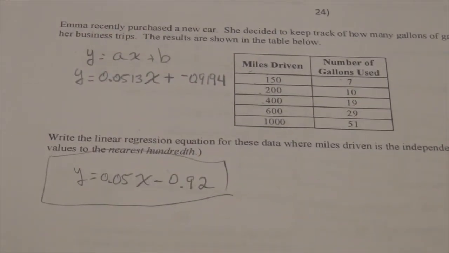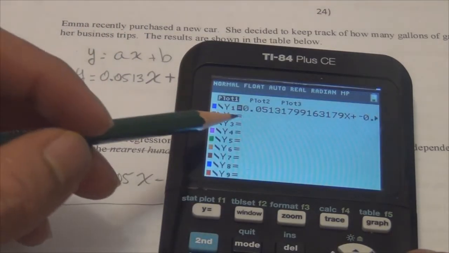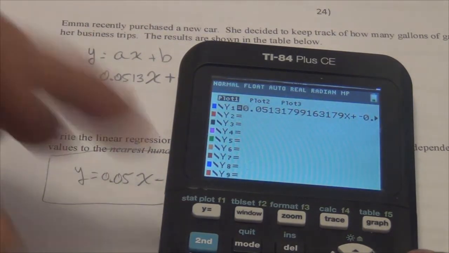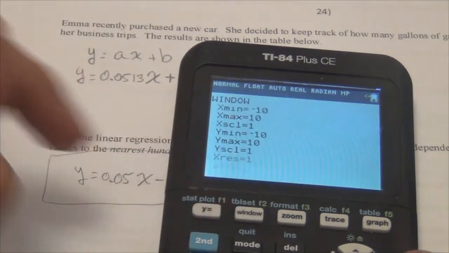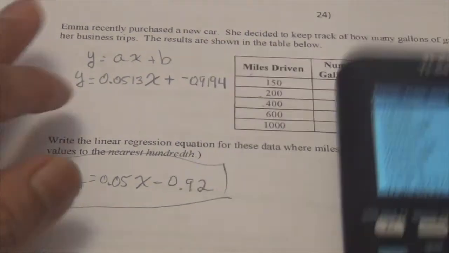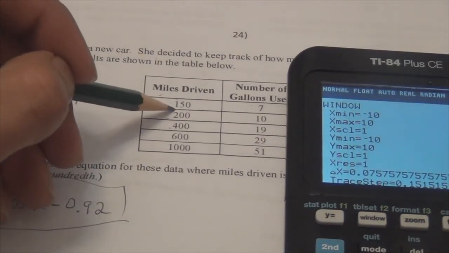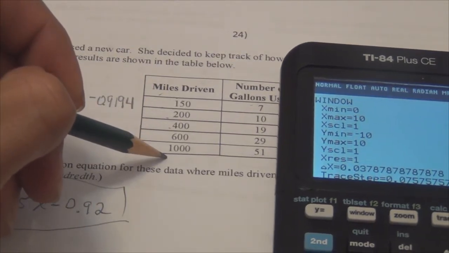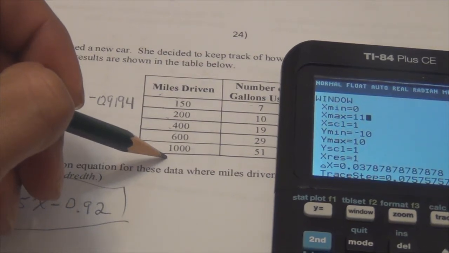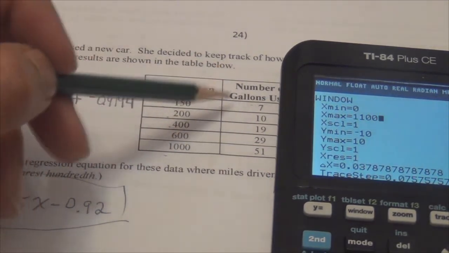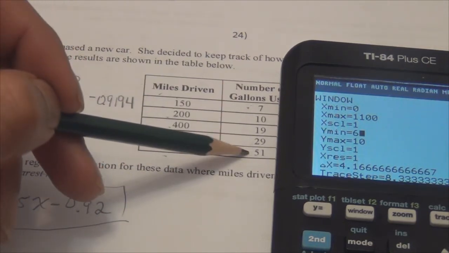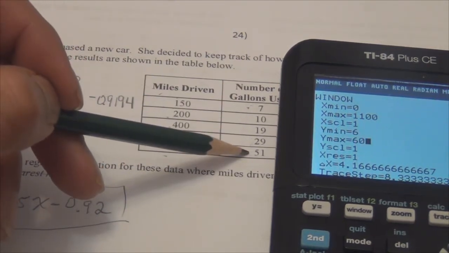Now let me show you what it looks like on the calculator. This is the equation that was put in here by the calculator because we saved it. But let's take a look at the points. So I'm gonna go to the window and I'm gonna adjust it. What do I know about the x-axis? That goes from 150 to 1000. So the minimum is gonna be 0, and the maximum I'm gonna put 1100. Now for the y's, the minimum is 7. Okay, so I'm gonna go to 6, and the maximum is 51. So I'm gonna go to 60.